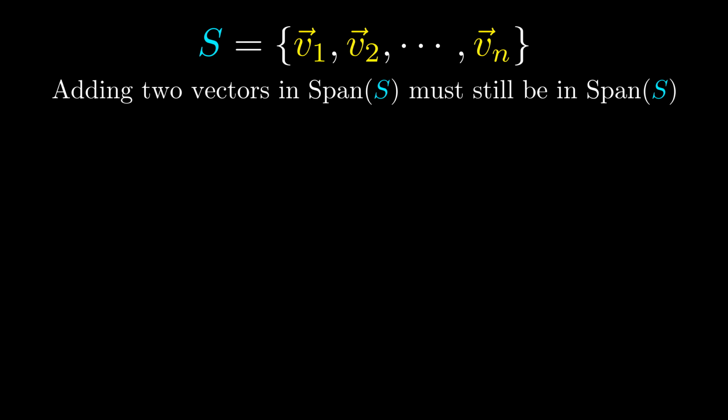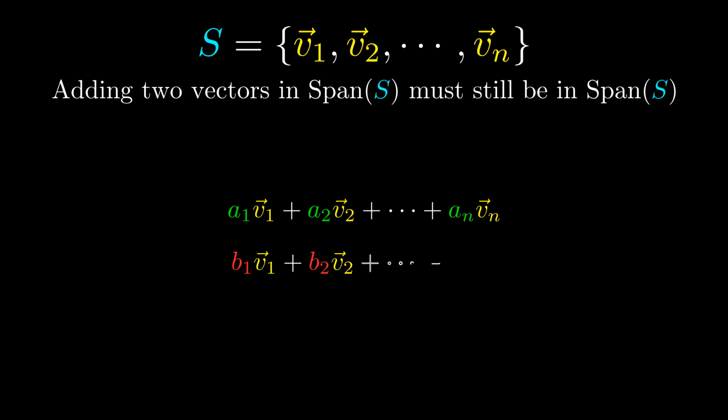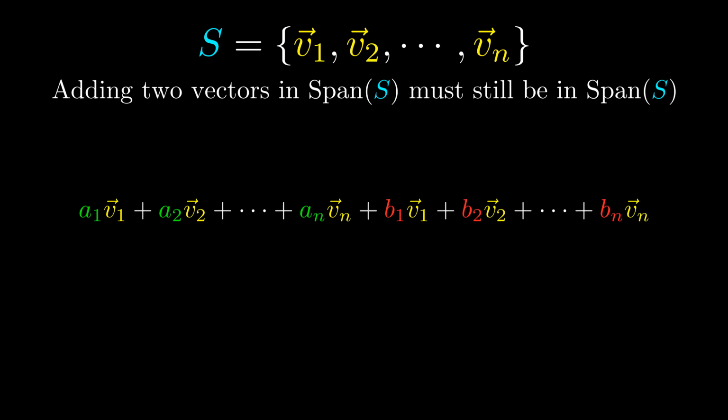To determine if this is true, we need to figure out what the vectors in the span of S even look like. Because the span of S is all possible linear combinations of vectors in S, a vector in the span of S is a linear combination of vectors in S. Since we need 2 vectors in the span of S, we need another linear combination of vectors in S. Now that we have 2 vectors in the span of S, we need to add them and see if the sum is still in the span of S.